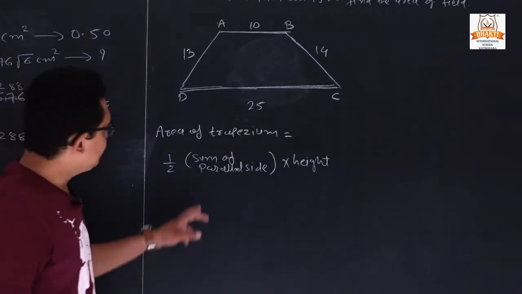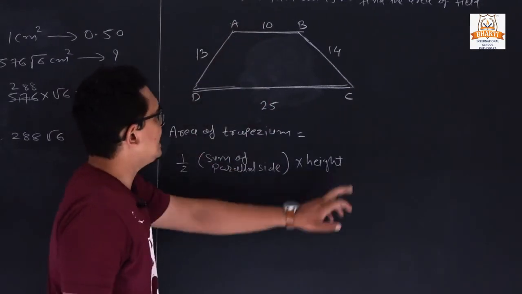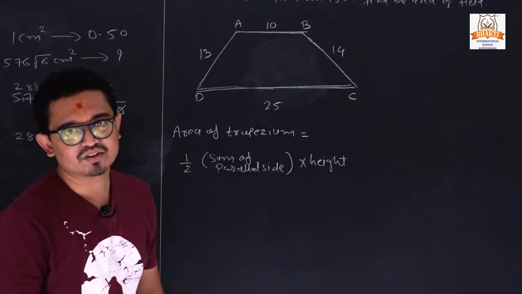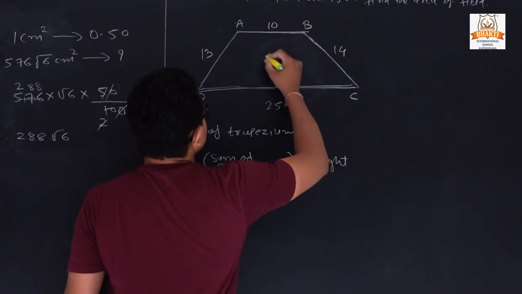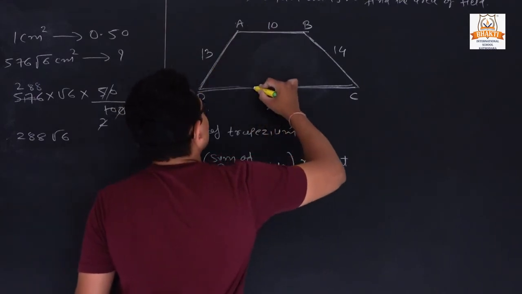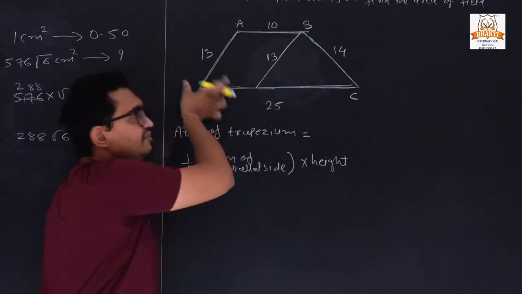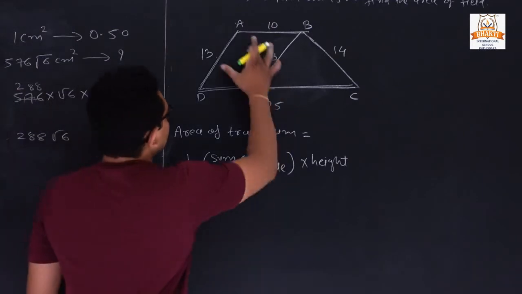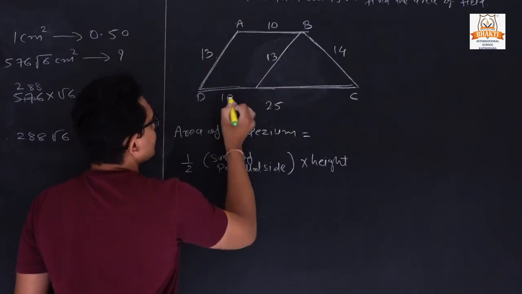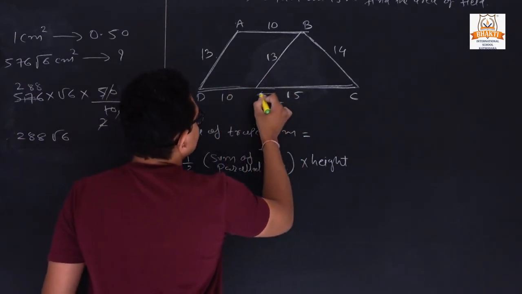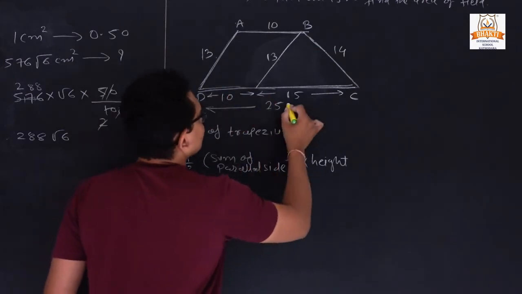First of all, the sum of parallel sides: both sides are given, but we haven't got the value of the height. So how can we find the height? For that we can draw this line. It is also 13, because these are parallel lines. Next, it is 10, because it is now a parallelogram. So this is 15 and this is 10. So the total is 25. Clear?